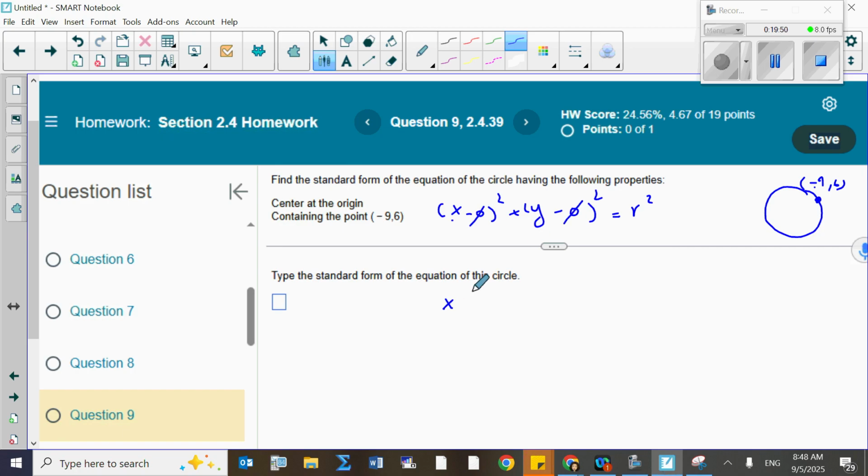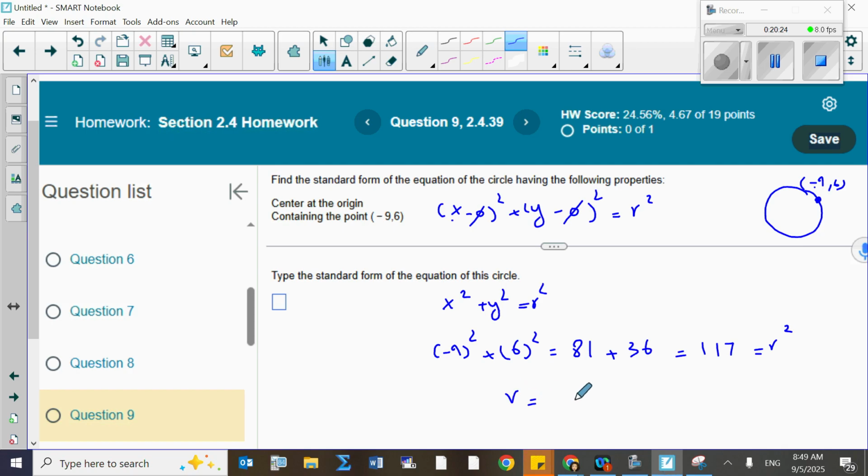Of course, these zeros don't count. x squared plus y squared equals r squared. This is the simplified form of my equation. Plug in -9, so -9 squared plus 6, plug that in instead of y. That's going to be -9 squared is 81, 6 squared is 36, and it's equal to 117. This is my r squared.